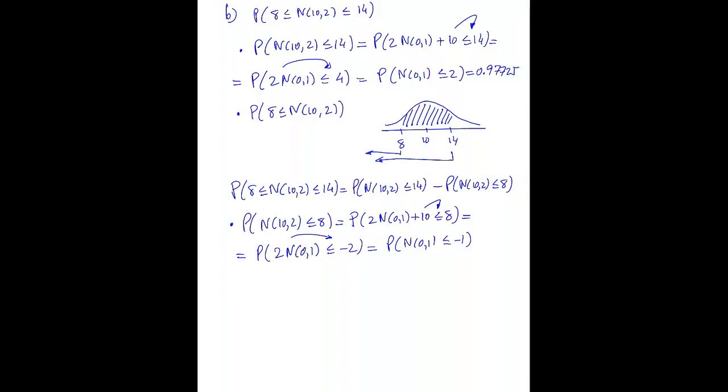We're looking for minus 1 this time. The probability of a normal (0, 1) being less than or equal to minus 1. So here is the minus 1, here is the 0, and here is the value. It's equal to 0.15866.